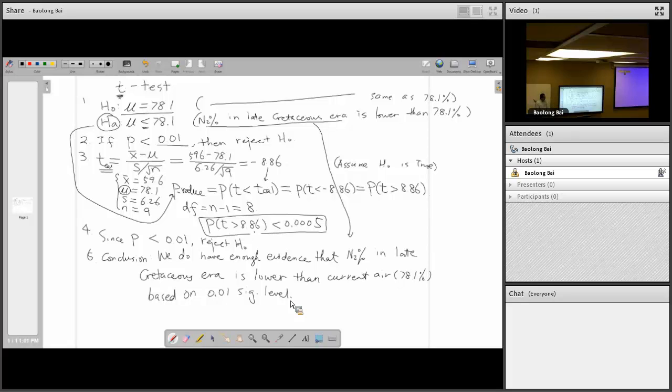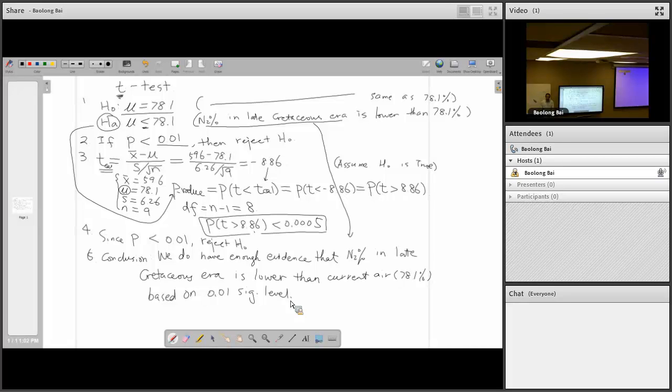And again, for any hypothesis test, we have a chance to commit an error, right? We either have a chance to commit a type 1 error, or we have a chance to commit a type 2 error, right? So in this case, what type of error is possible since you reject the null? There will be a chance for a type 1 error, right? So for the decision we made, we're saying the nitrogen percentage for the late Cretaceous era is lower than the current era. That's our decision. But that will have a 1% chance to be wrong. In any case, we have a 99% chance to be correct, right?